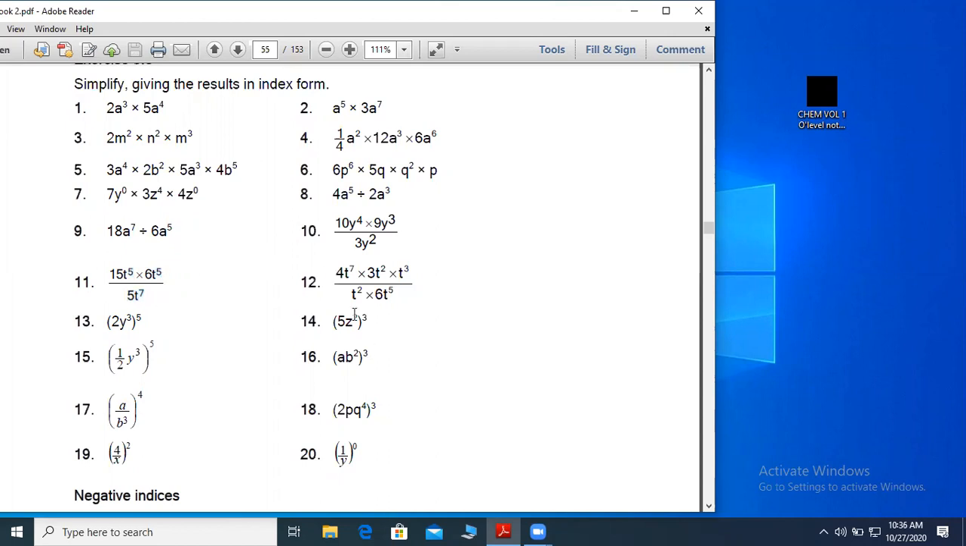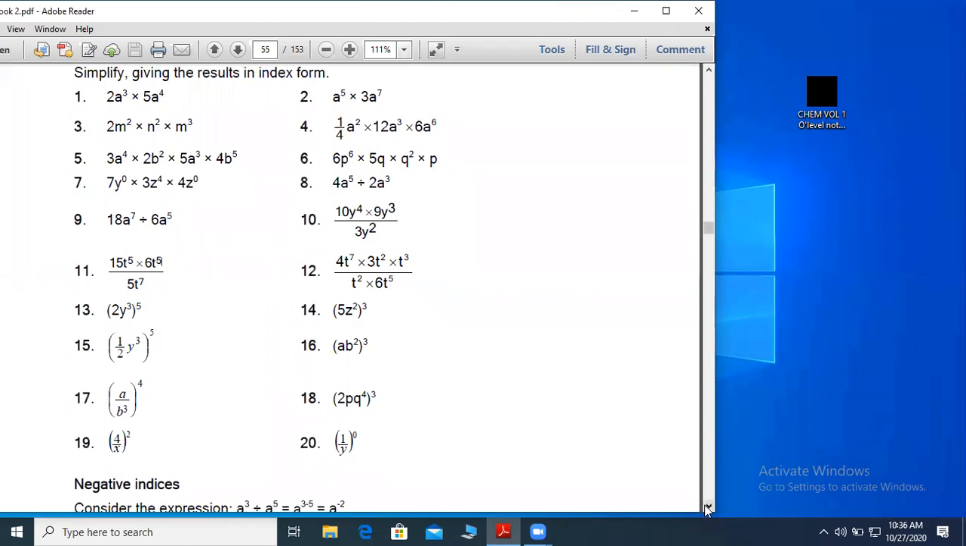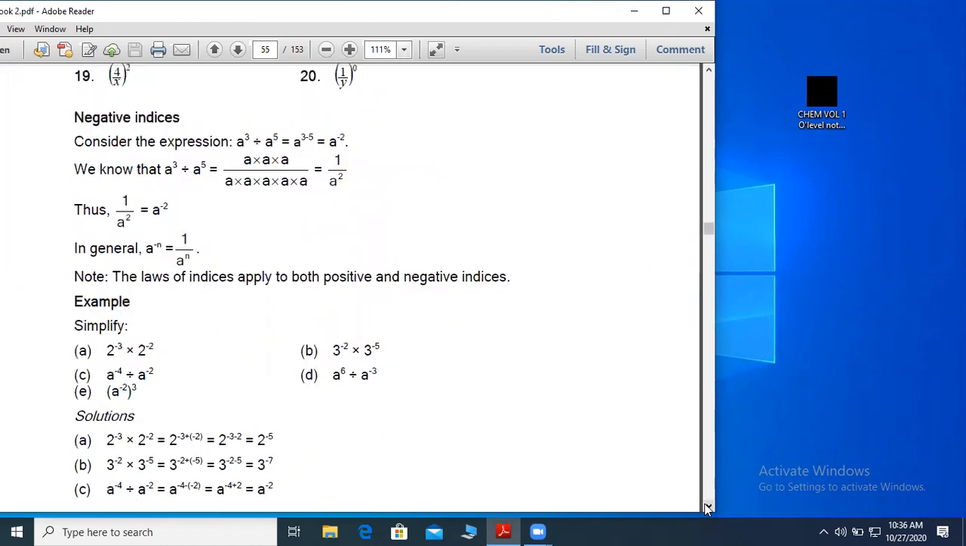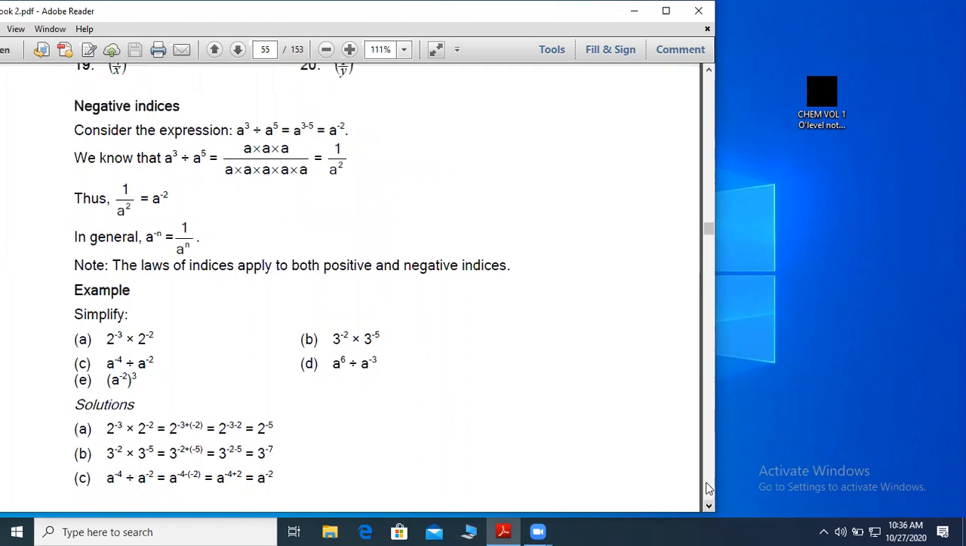I think most of you passed this assignment. So let us just continue. And we had introduced something about negative indices, if you remember very well, whereby we said, for example, here we have a to power 3 divided by a to power 5.